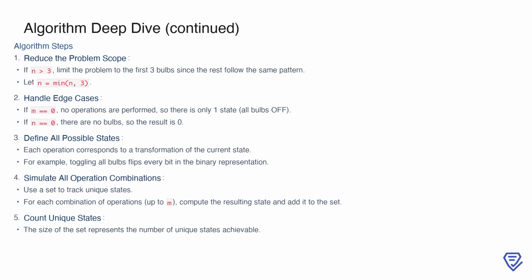Once the scope is clear, we define all possible states by considering the transformations caused by each operation. For example, toggling all bulbs flips every bit, and combining operations leads to new configurations. Using a set, we simulate all valid combinations of operations up to m, ensuring we only track unique states. Finally, the size of this set gives us the total number of distinct states that can be achieved.